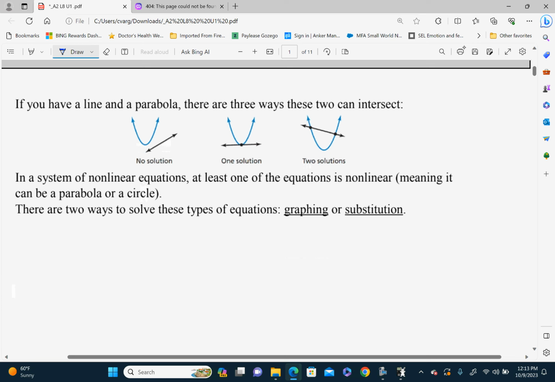So there are three situations that can happen if you have a line and a parabola. They could either never meet, right? Or if the line's like this, same thing, that would never meet, so no solution. The other thing that can happen is it can meet in one place, like if it crosses right at a vertex, min or max. The other thing that can happen is there are two solutions, right, if it cuts through.